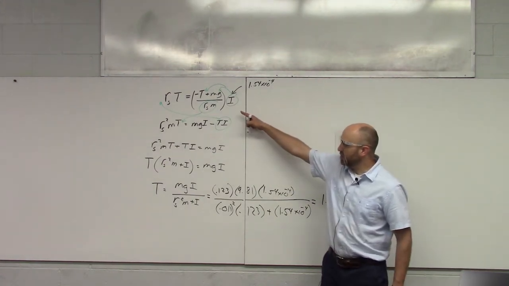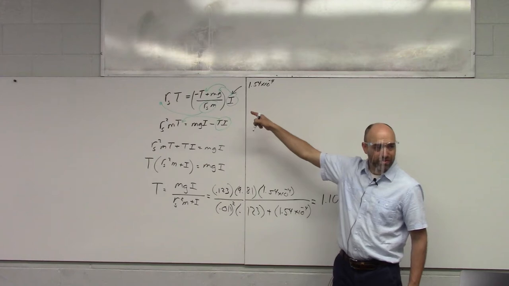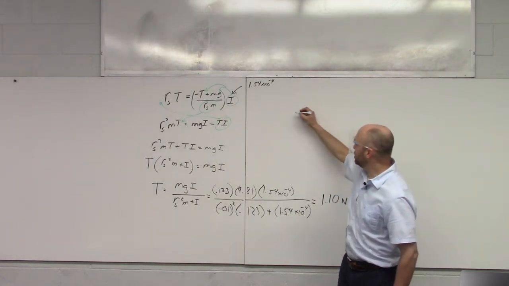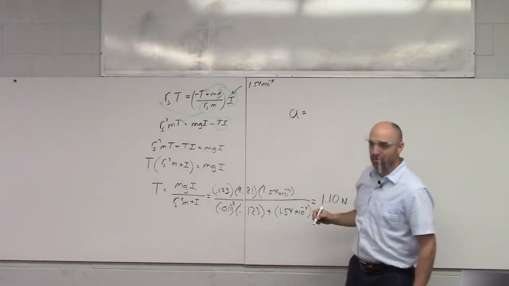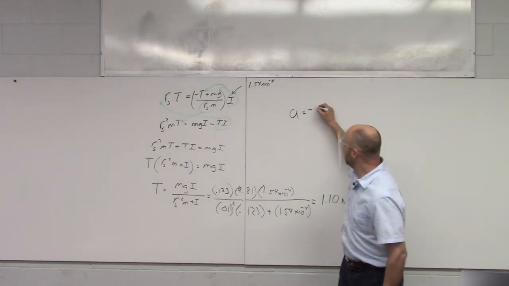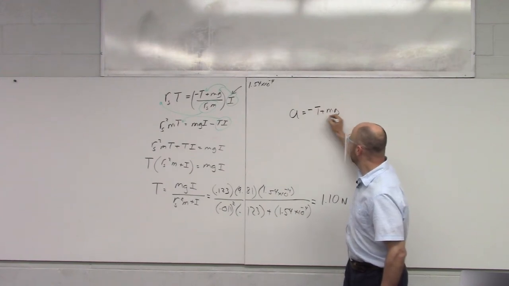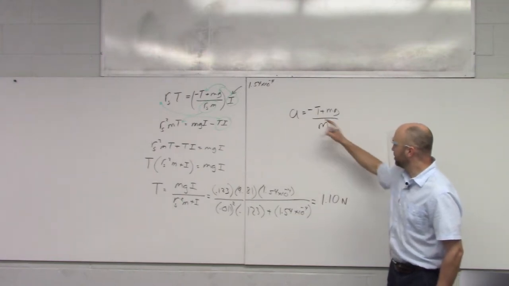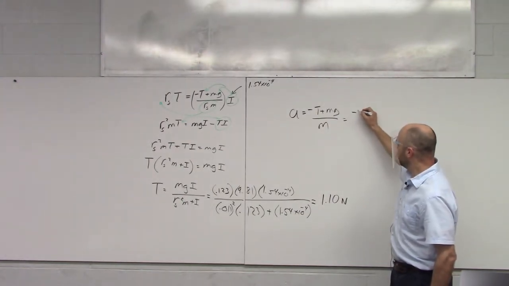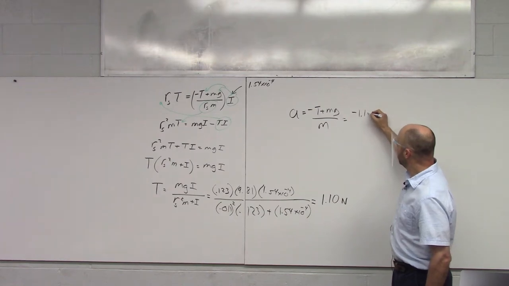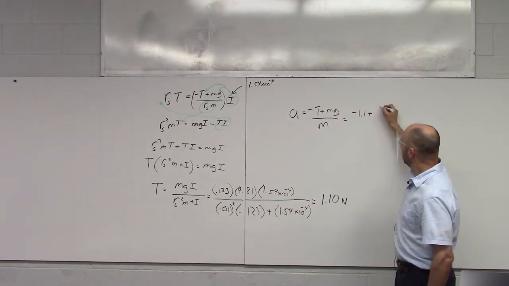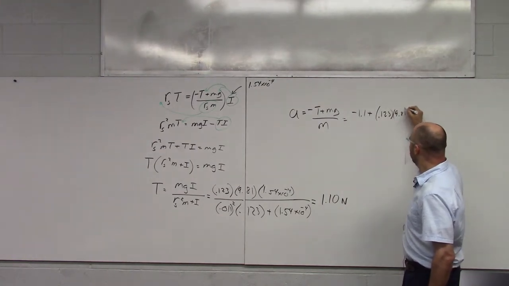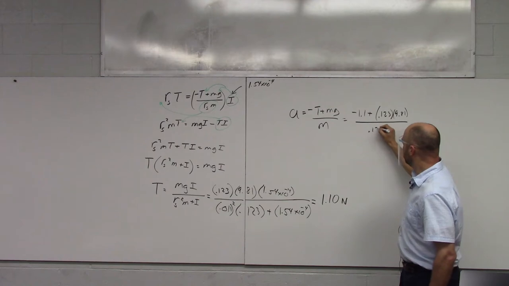To get to this equation here, we had to combine two equations, and one of those had A equals in it. What was that equation? It should be in your notes from yesterday. A equals negative T plus mg over m. Now that we know T, we can just plug that in there. So acceleration will be negative 1.1 plus 0.123 times 9.81 divided by 0.123.